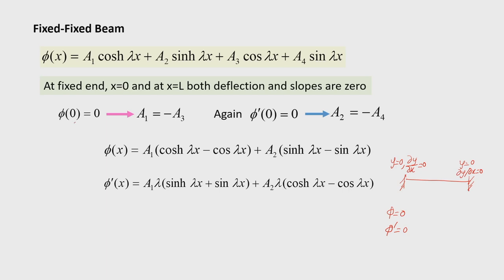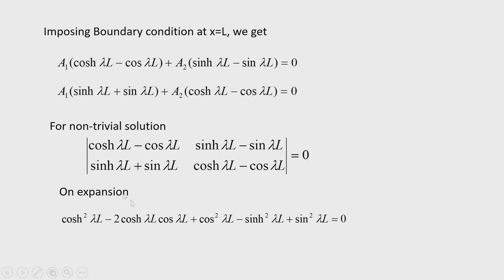So we are utilizing the condition phi 0 equal to 0, we are getting a1 equal to minus a3. Again, phi prime at 0 equal to 0, we are getting a2 equal to minus a4. So utilizing this condition, we are now getting phi x is equal to a1 (cosh lambda x minus cos lambda x) plus a2 (sinh lambda x minus sin lambda x), and phi prime equal to a1 lambda (sinh lambda x plus sin lambda x) plus a2 lambda (cosh lambda x minus cos lambda x). Okay. Again, the same procedure is followed.